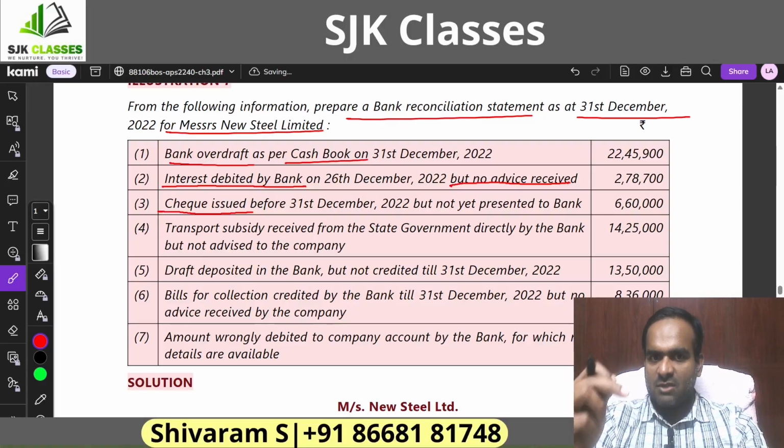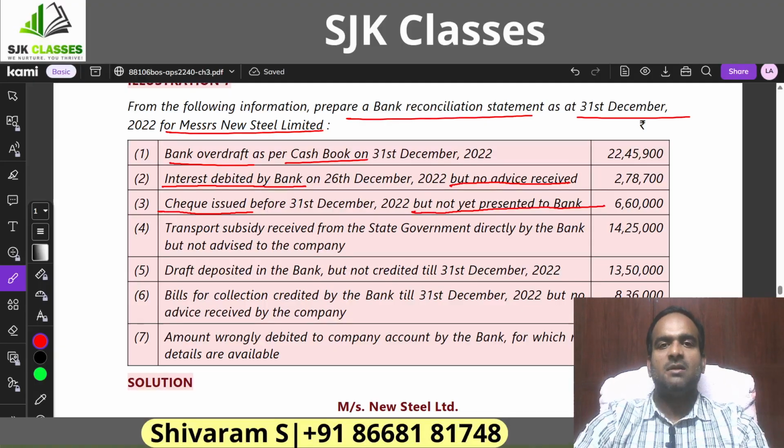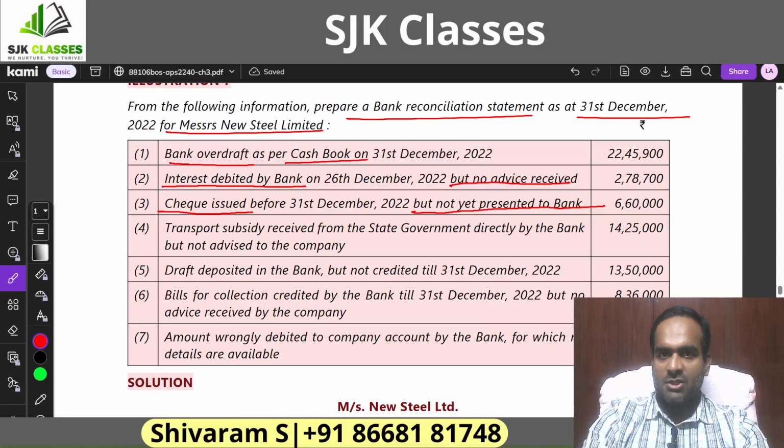Checks issued means the case of payment. Before 31st December, but not yet presented to bank. What is the meaning? I have issued my check. To whom? To my supplier only. That's the obvious point. If I'm issuing a check, I'll be issuing a check to my supplier, but not presented to bank means what is the meaning? My supplier, he has not yet deposited the check in his bank account.